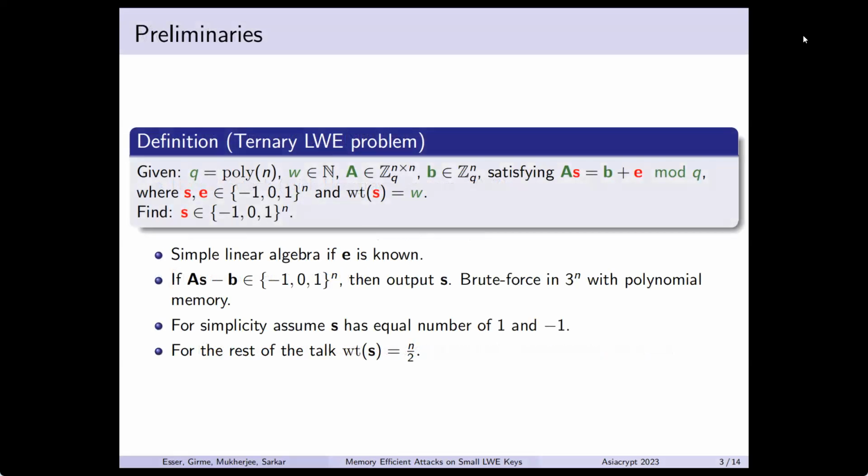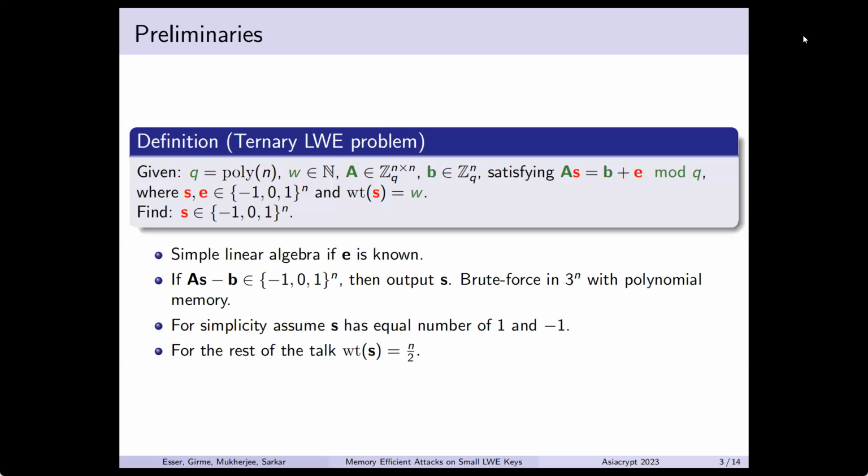So let us look at our problem. We are given an integer q which is of size polynomial in n. We have an integer w, and we have a matrix A of size n cross n whose entries are from Z_q. We also have a vector B of length n whose entries are again from Z_q. And we satisfy AS equals B plus E modulo q, where S and E are ternary vectors of length n and the weight of S is w. So what you need to do is find this S.